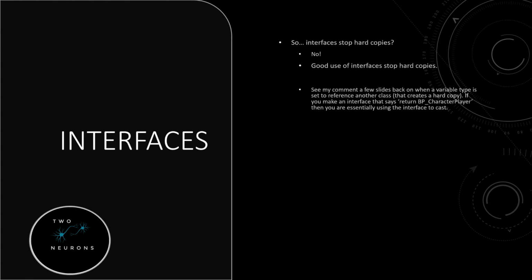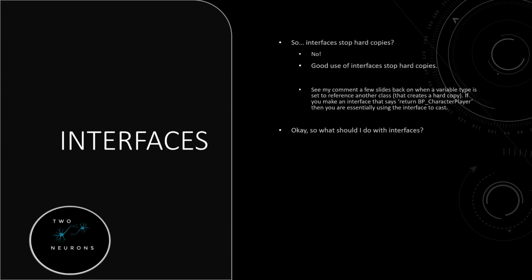So in my interface, if I set the return value to be BP player character, or character player, then I am actually making a hard copy via the interface. Whereas if let's say I just want the health, I can create a function that returns a float. And I am going to get that information from the player. If I'm setting it to BP player and then pulling from that and then going, get player health, then I'm essentially casting.